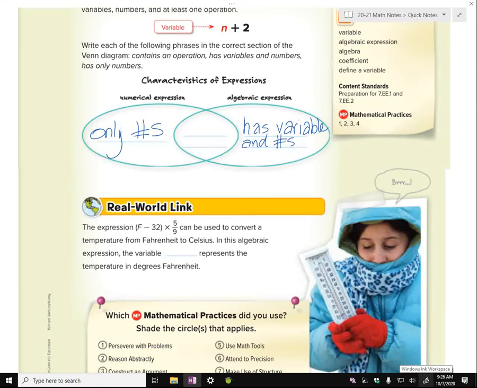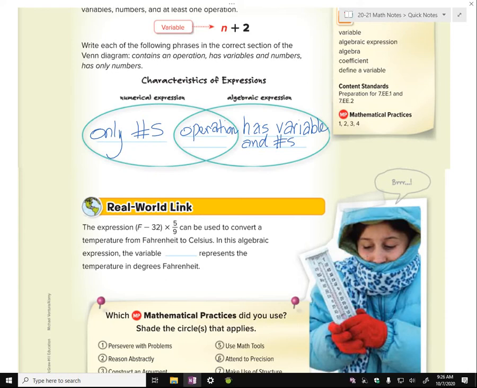And then that leaves, contains an operation. Well, I spelled operation last period wrong. Both of them have an operation. So a Venn diagram, just remember, if it's in a circle, it has that trait. If it's in multiple circles, or ovals in this case, both of them have that trait.